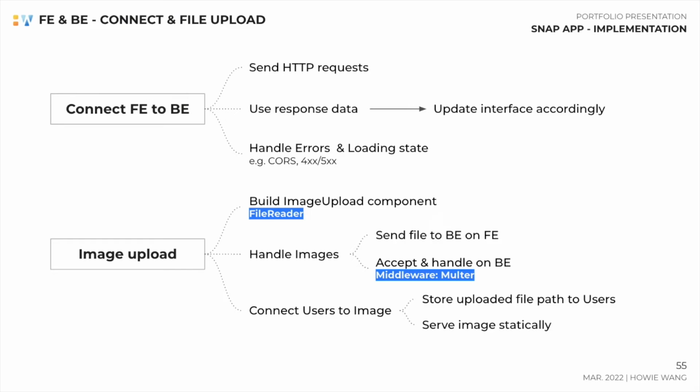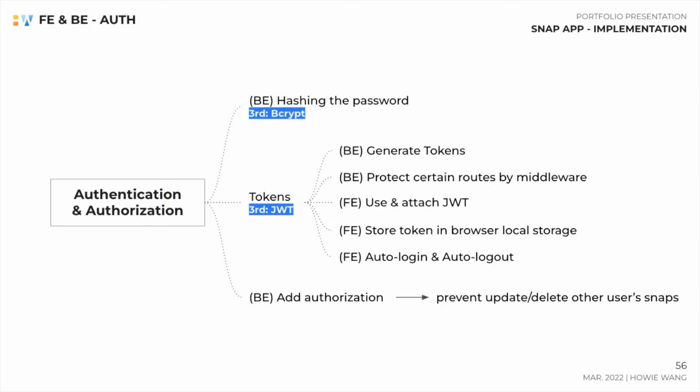Okay, so authentication and authorization. Basically, the first part is to hash your password with the help of the bcrypt I used, and for the tokens to control certain access to certain pages, JSON Web Token, and add authorization.